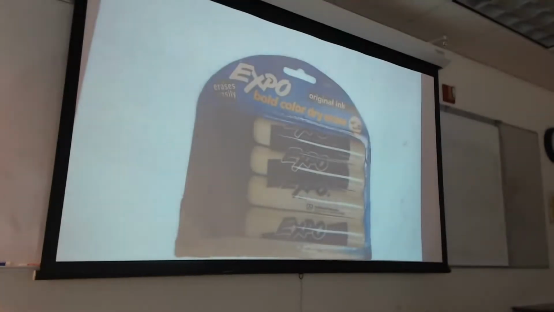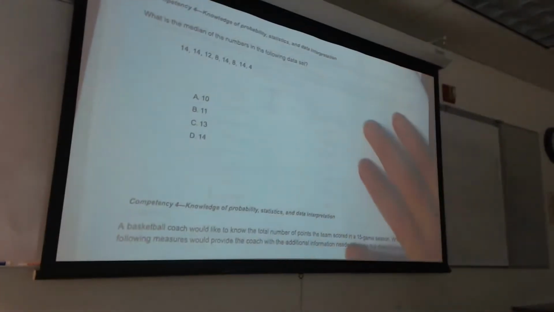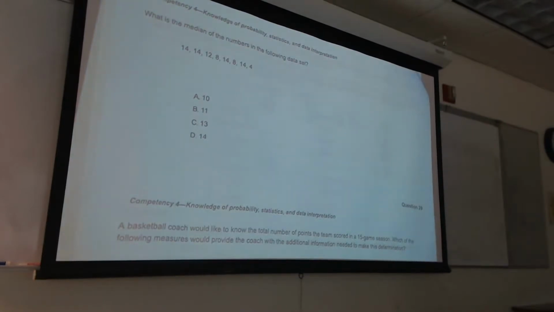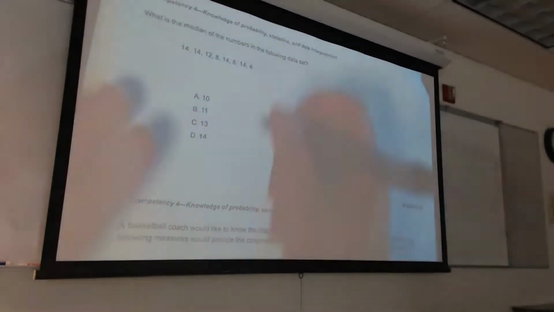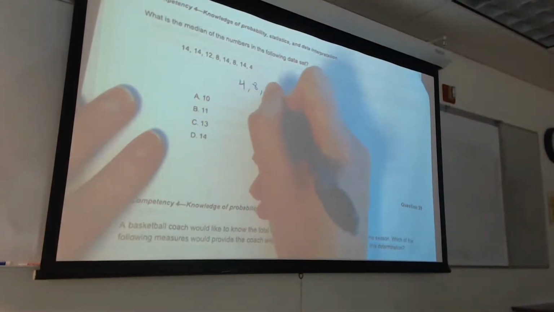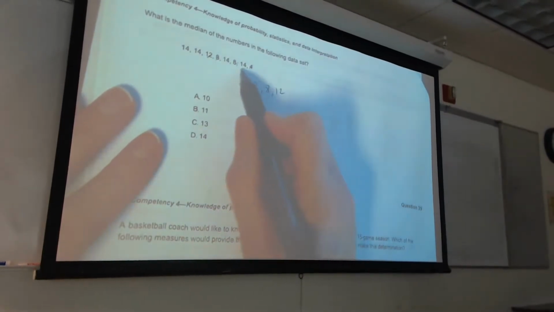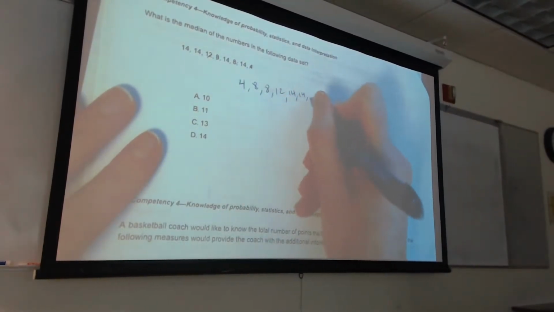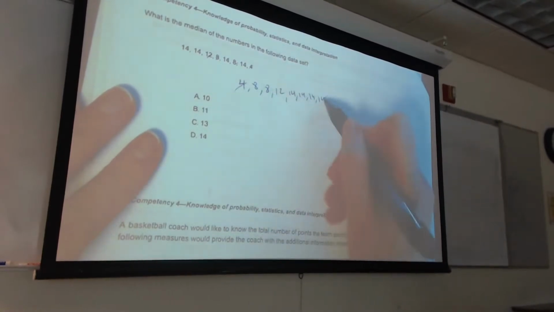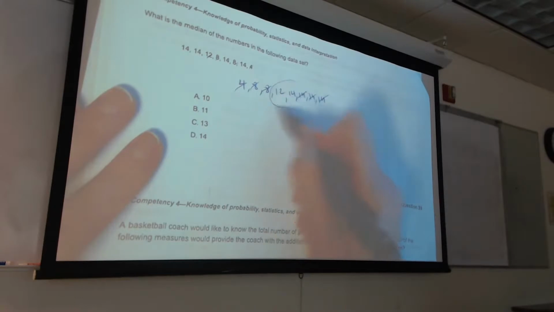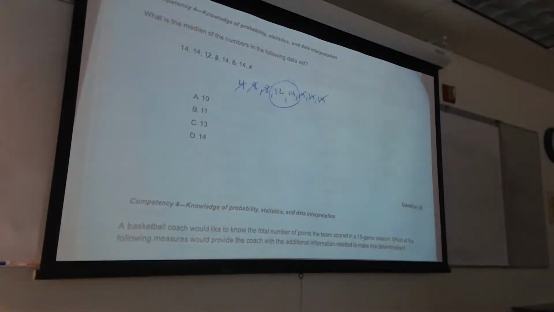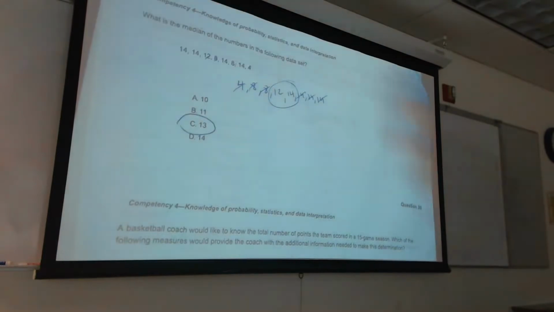All right, number 38. Median is what? Middle. What's the key? Least to greatest. Order from least to greatest. You can write them out, and then cancel them. So if it's between 12 and 14, it is 13.